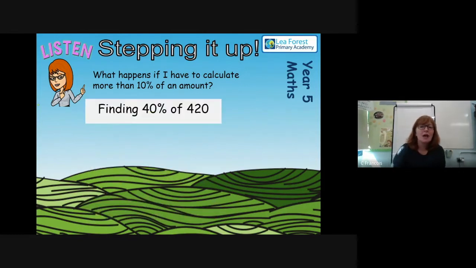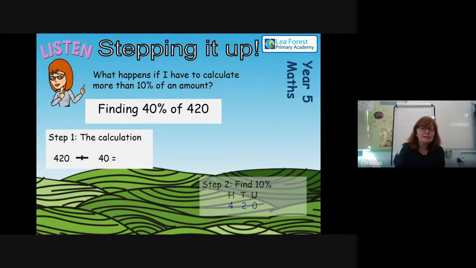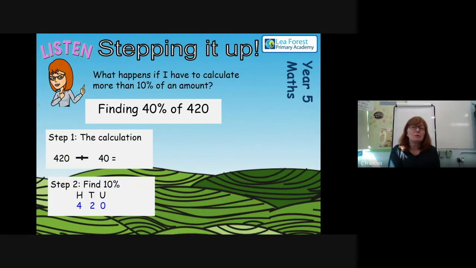Okay, so I'm going to find 40% of 420. Step 1, I'm going to jot down the calculation so it's clear in my head what calculation I'm carrying out. I'm carrying out 420 divided by 40. And to do that, the first thing I'm going to do is find 10%, because I know finding 10% of 420, as you've just shown me, is really quite easy. So I'm going to find 10% first.